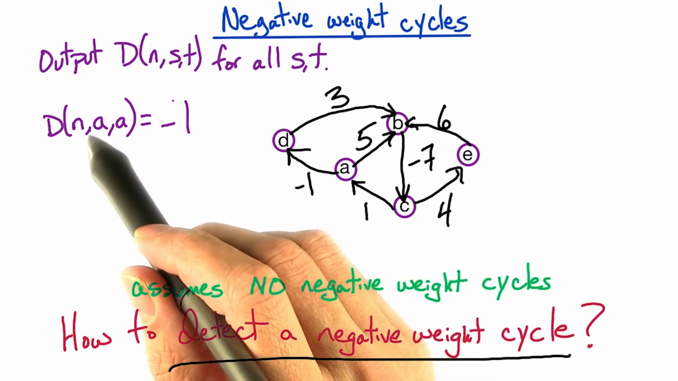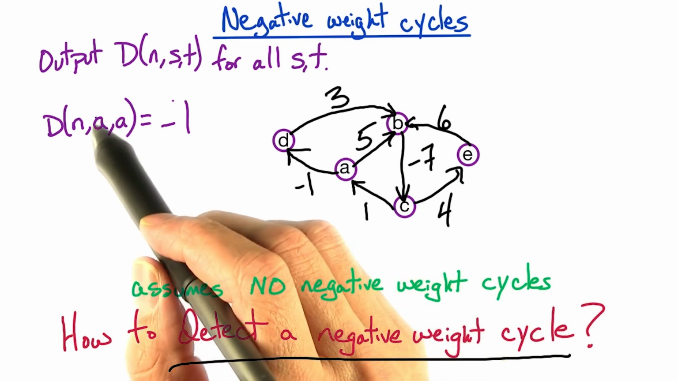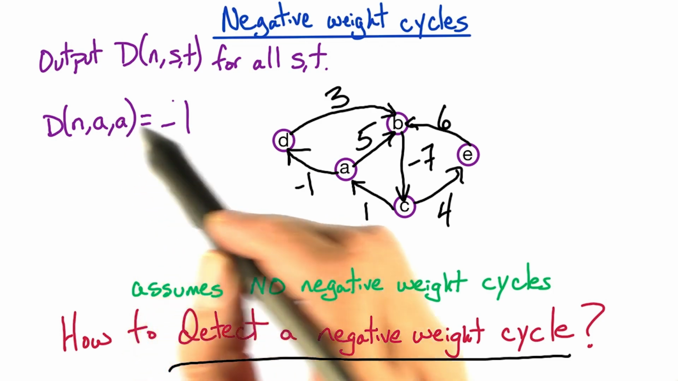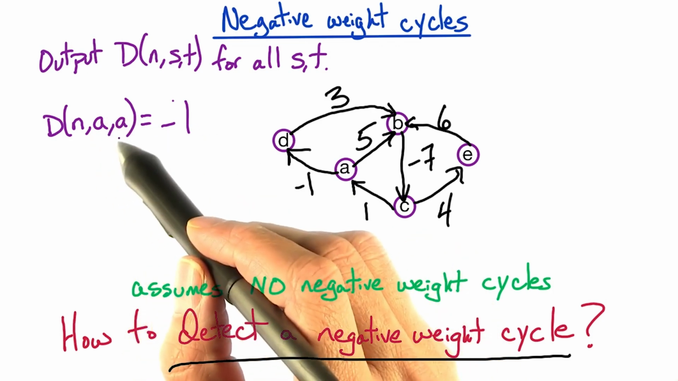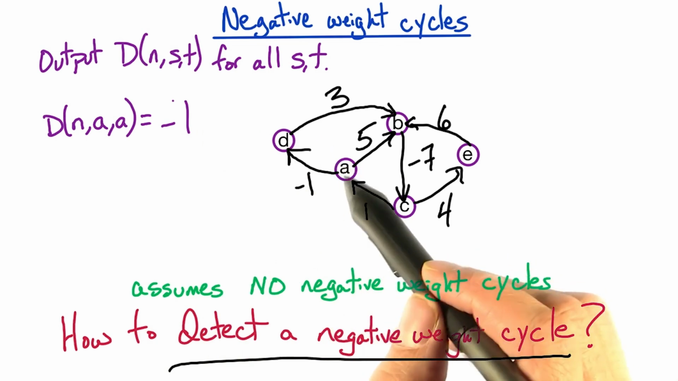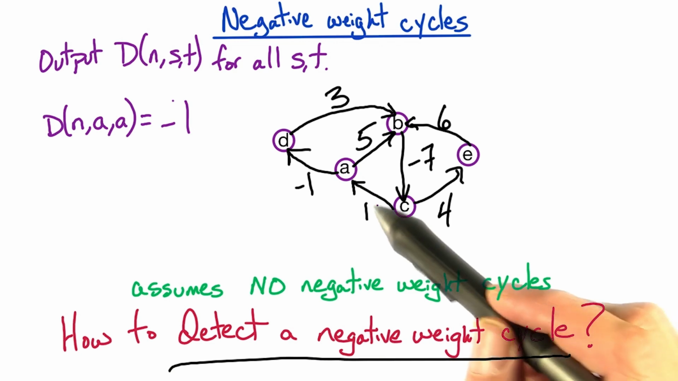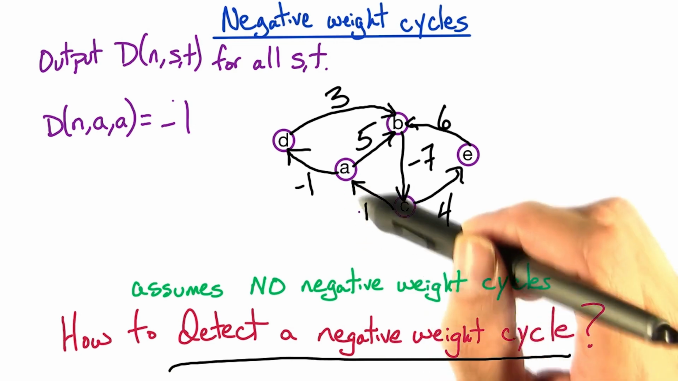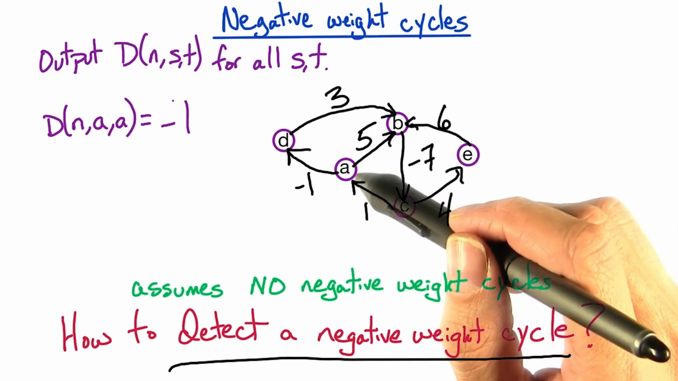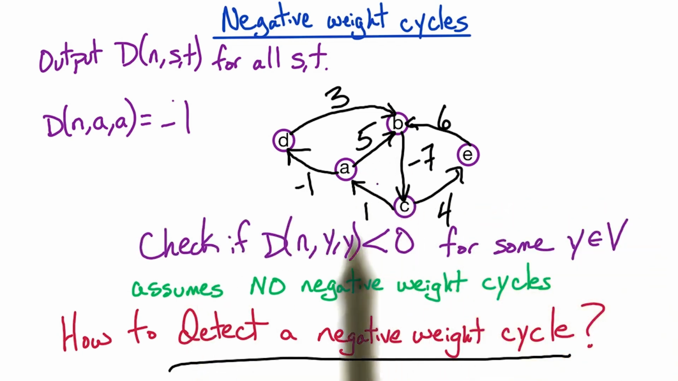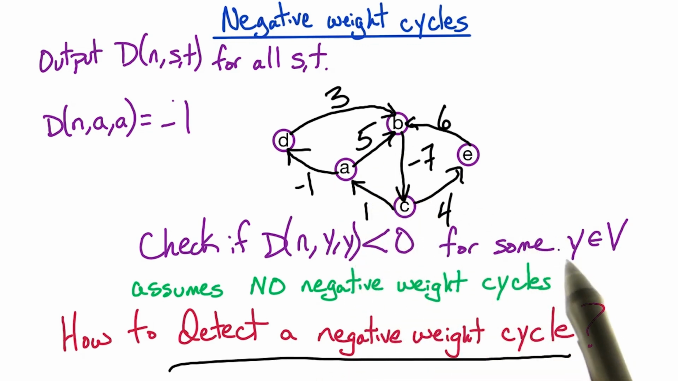If we have any diagonal entries, so these are paths from a vertex to itself, any diagonal entries in the matrix which are negative, then that means there's a path from a vertex to itself which is negative. That means there's a negative weight cycle which includes that vertex. So to check for a negative weight cycle, we check if any diagonal entry, any entry D of n y y for any y, is less than 0. And that signifies that there's a negative weight cycle which includes this vertex y.